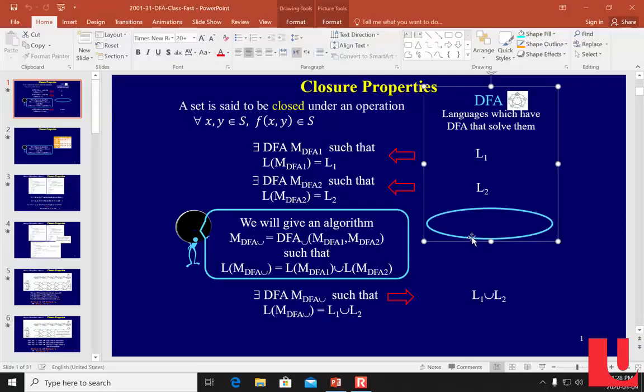Right, so if this language can be solved by a DFA, then it has a machine, and if this can be solved by a DFA, then it has a machine, and you can take those machines and build another machine that can do the union. Everybody follow that part?